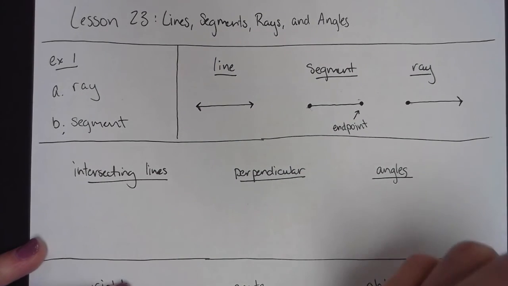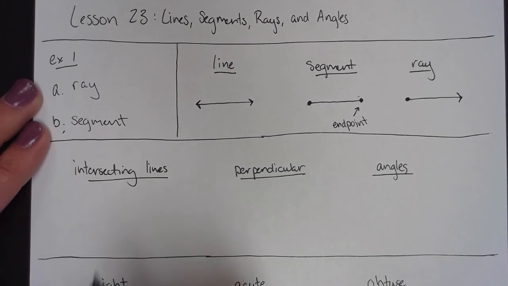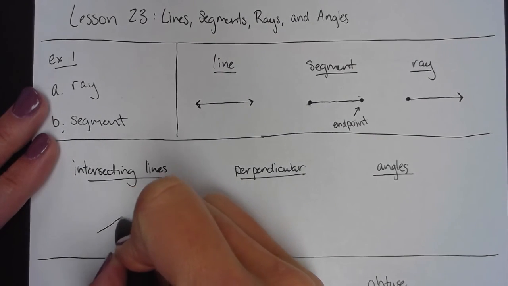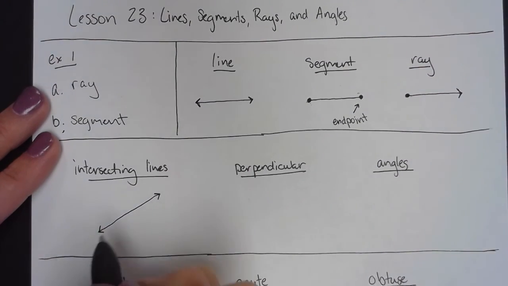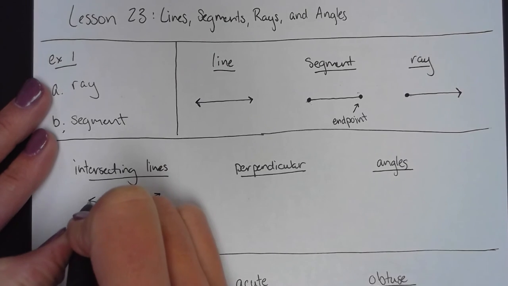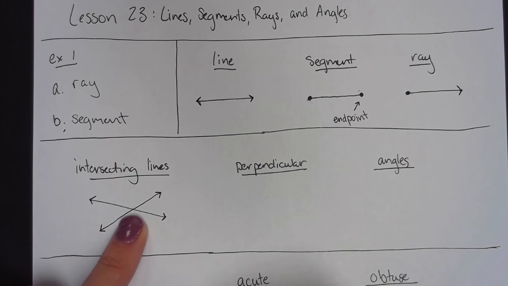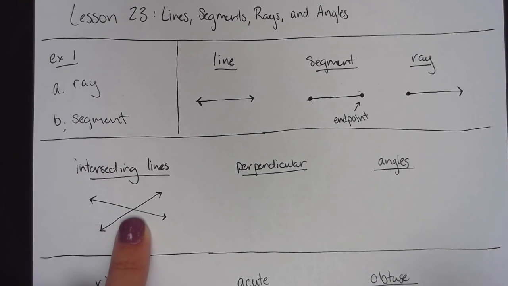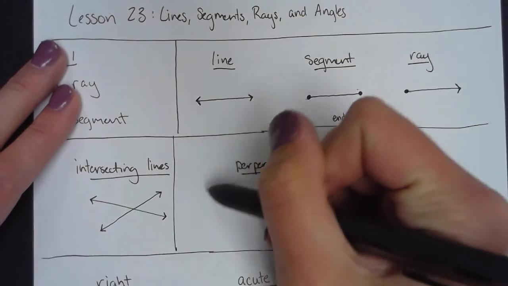Now, sometimes we have lines that we're going to have 2 right next to each other. When they intersect, this is a line, so we should have arrows on both sides. That means they cross. Right? So these arrows, these lines, they intersect because they hit right here. These are intersecting lines.